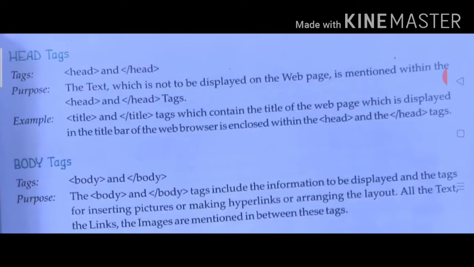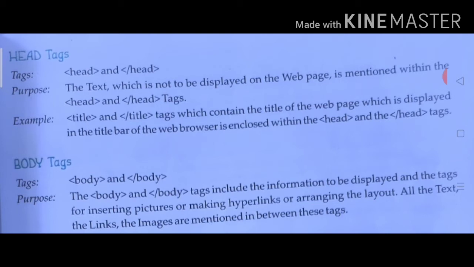Head tag. Next point is head tags, opening head tag and closing head tag. Purpose: the text which is not to be displayed on the web page is mentioned within the head tag and the ending head tag. Example, the title and the ending title tag, which contain the title of the web page displayed in the title bar of the web browser, are enclosed within the head tag and the forward slash head tag. Forward slash head tag means stop or ending tag.